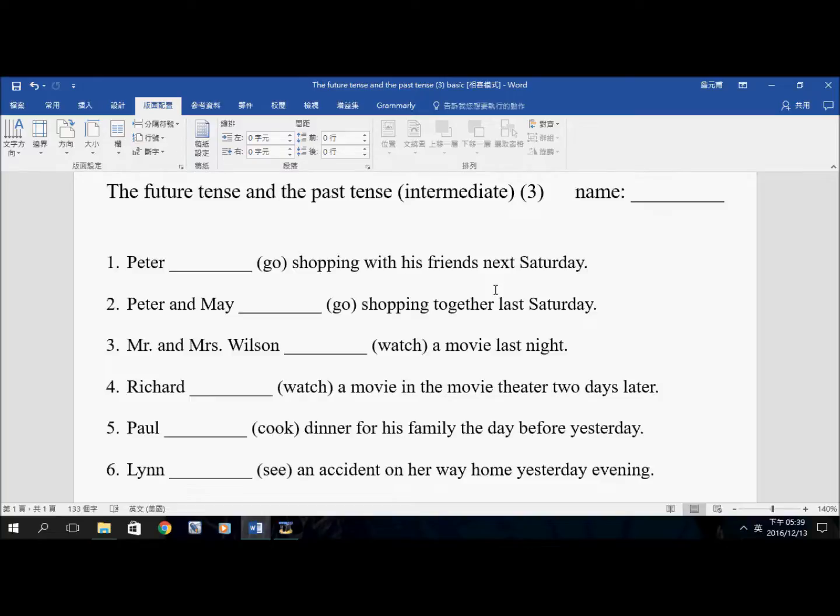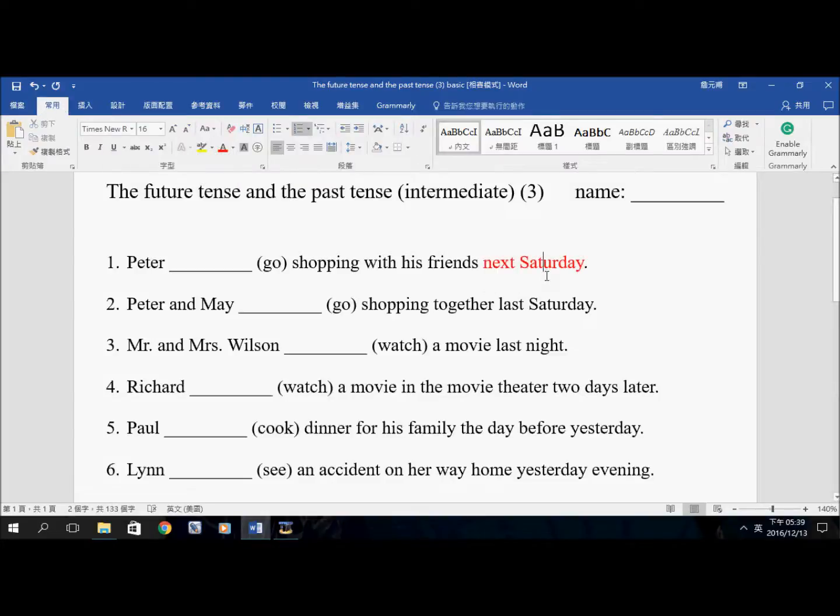As usual, the first thing you do when you encounter questions like these is to find the time marker. And the time marker of a sentence is usually at the end of a sentence or at the beginning of a sentence. Say for example, question number 1, the time marker is right over here. So when you see next Saturday, you know it's talking about the future. So for question number 1, we have to use the future tense.